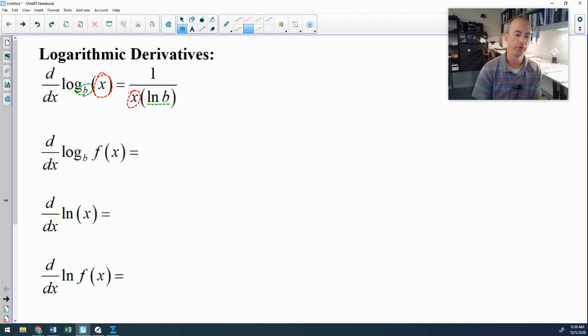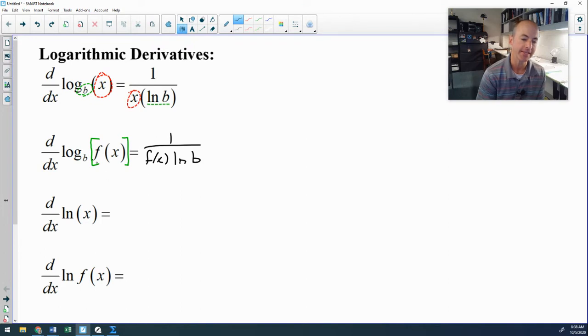So when we are doing the derivatives of logs and the inside is not a clean x, for example, down here where I have just some random function that we don't know what it is, that f of x is replacing x in the formula. So instead of 1 over x natural log b, this is going to be 1 over f of x natural log b. But the fact that the inside is now ugly invokes the chain rule.